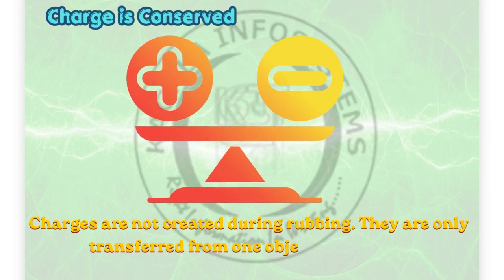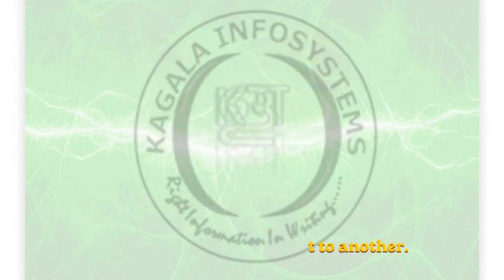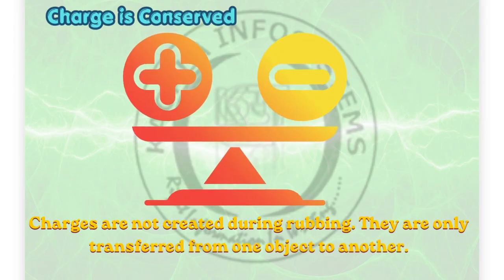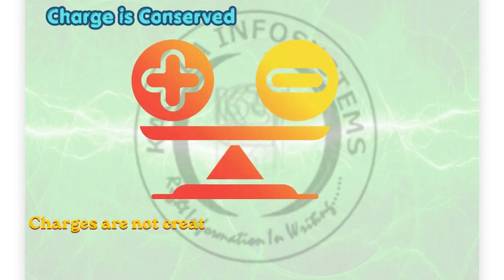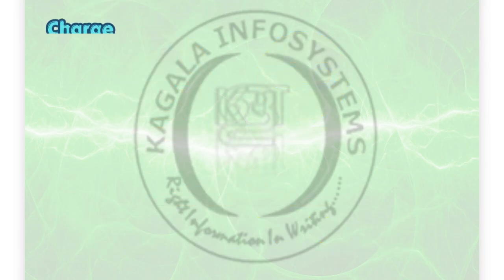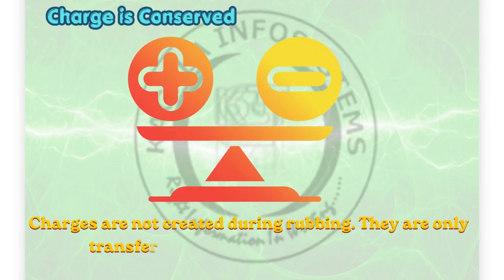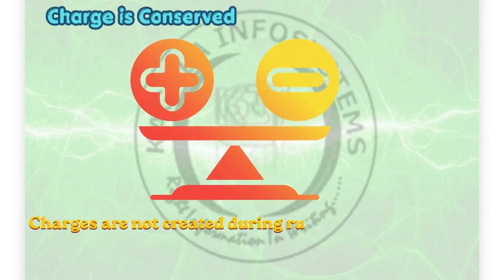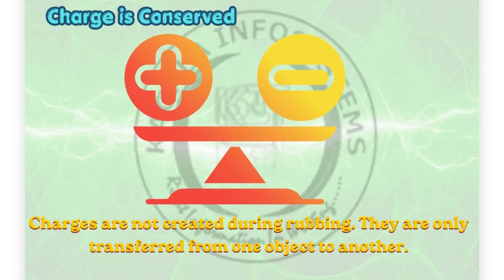One very important idea in electrostatics is conservation of charge. Charges are not created during rubbing. They are only transferred from one object to another. The total charge remains conserved.